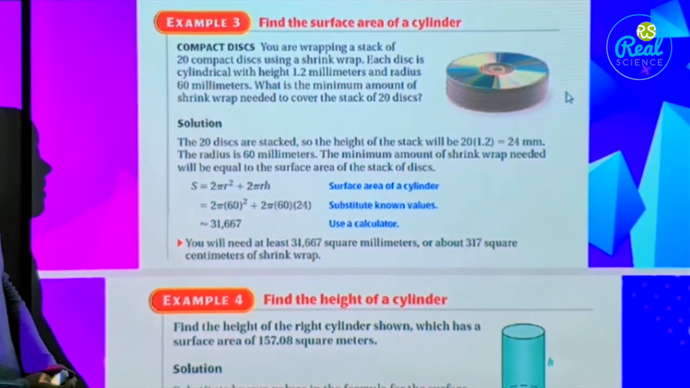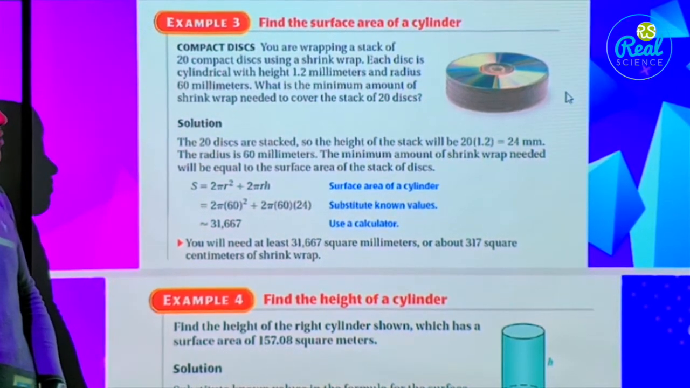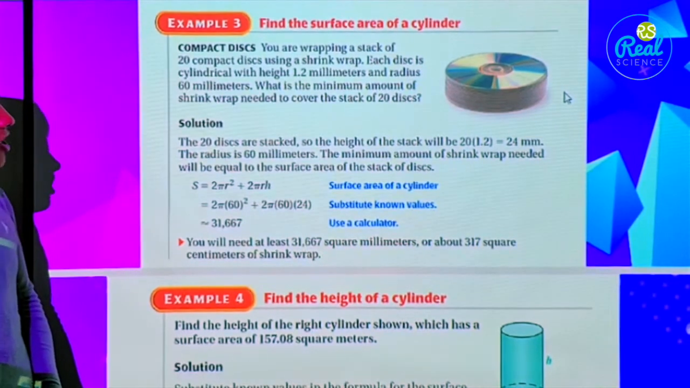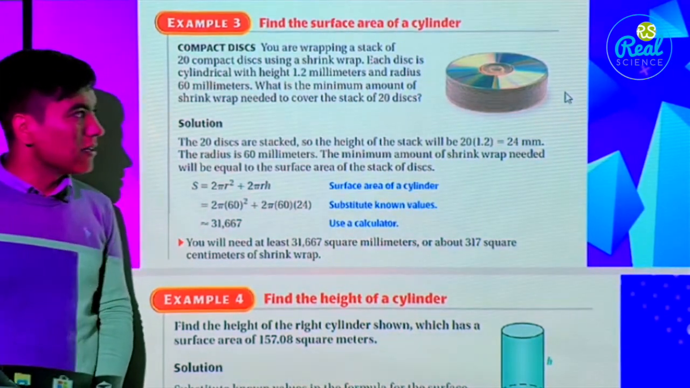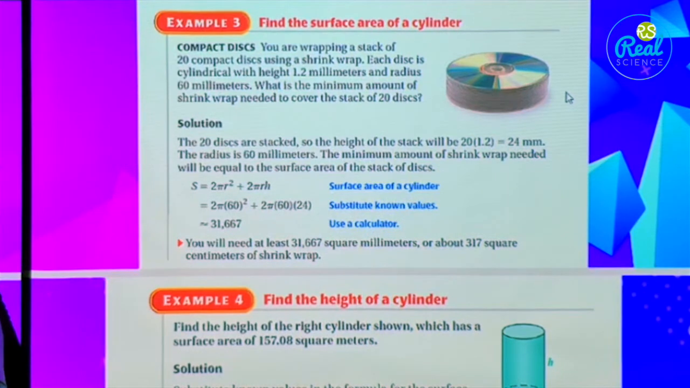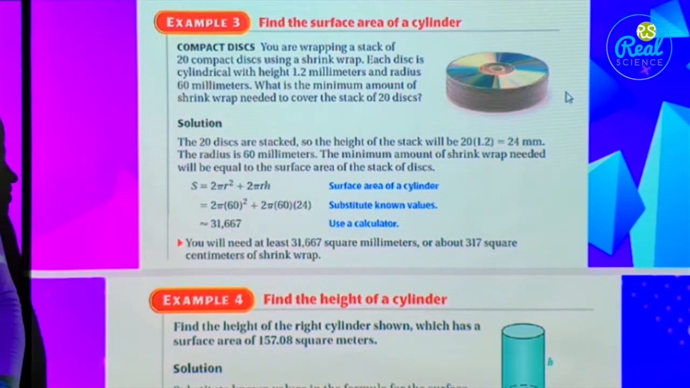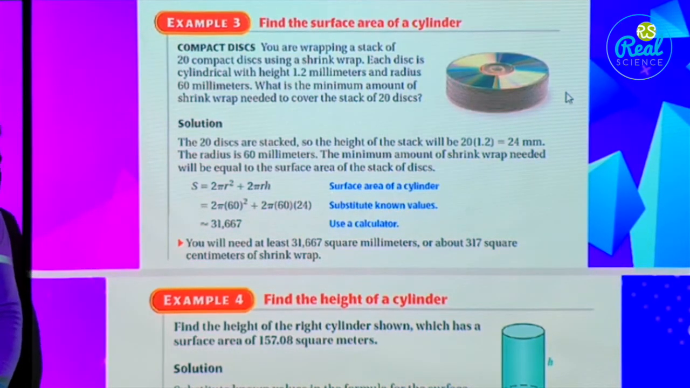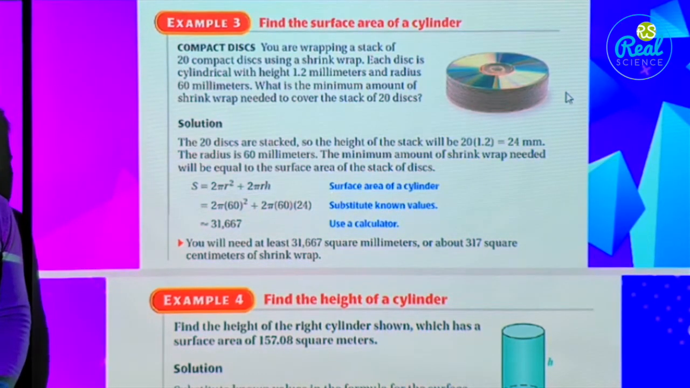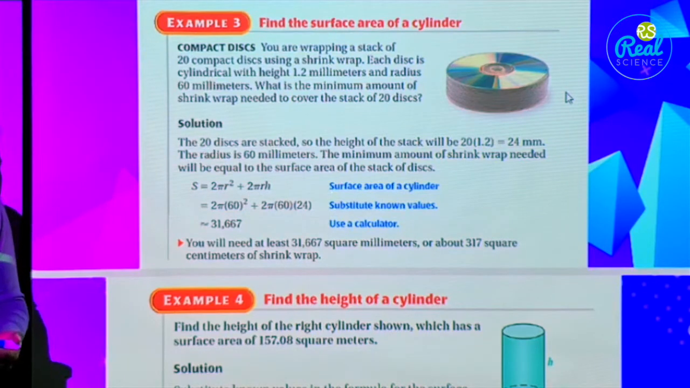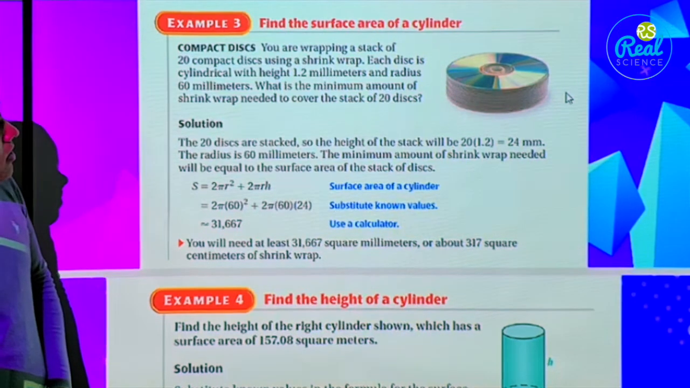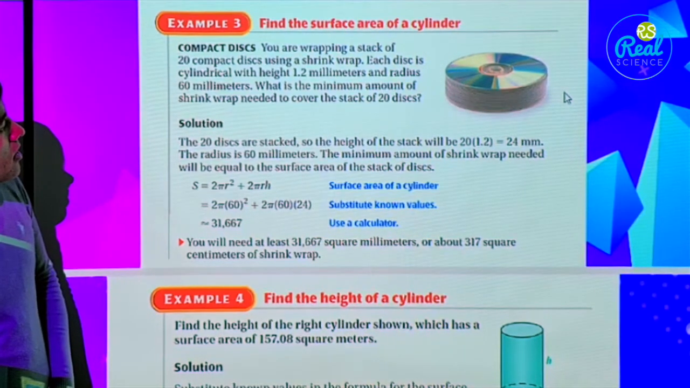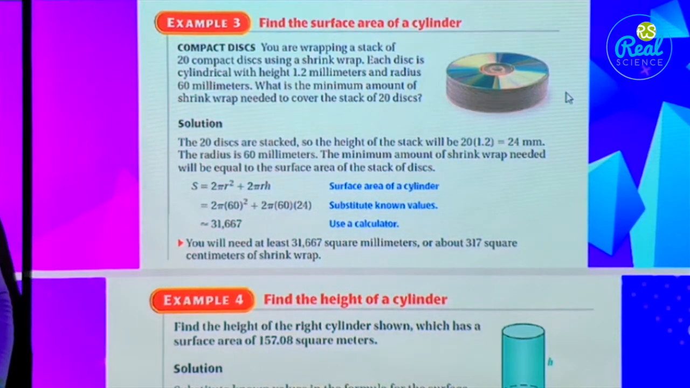You are wrapping a stack of 20 compact discs using a shrink wrap. Each disc is cylindrical with height 1.2 millimeters and radius 60 millimeters. What is the minimum amount of shrink wrap needed to cover the stack of 20 discs? What does it mean, wrap? Covering, yeah? Covering by using shrink wrap.